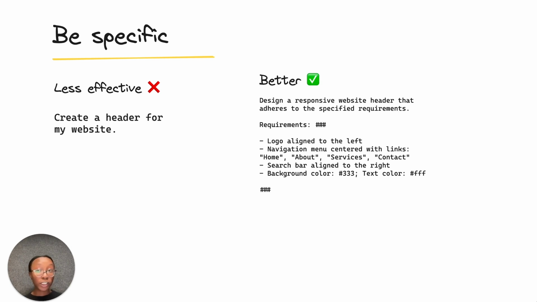But if you do have a clear idea of what you want and what you want to build, it's often better to take that time to write out exactly what you mean. So the better version here is not just a header, but it's defining what exactly the requirements are for the header, how it should look, what the background color should be. So it's a slightly more specific prompt.